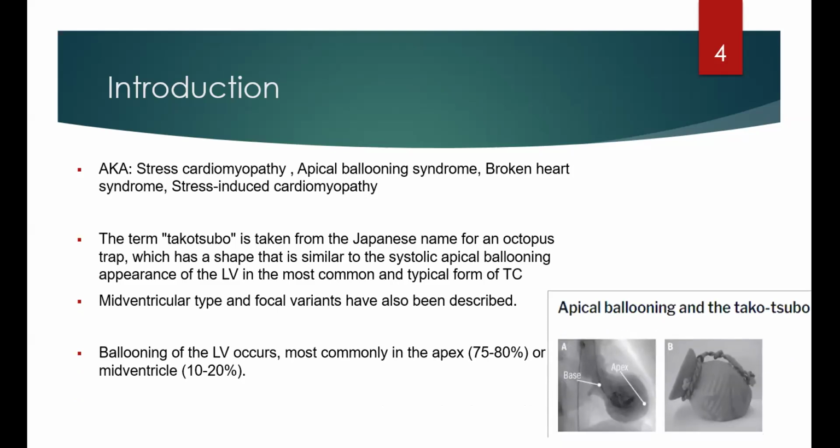So the picture inserted shows, on the one labeled A, a ventriculogram of the LV in systole. So we can see that there is narrowing of the neck or the base of the LV with apical ballooning. And then the next image is an image of a Takotsubo, which is an octopus trap. So this looks very similar to Takotsubo cardiomyopathy.